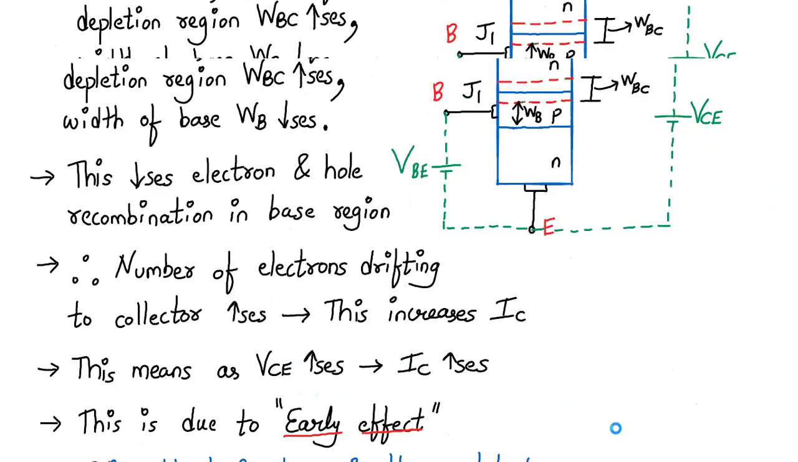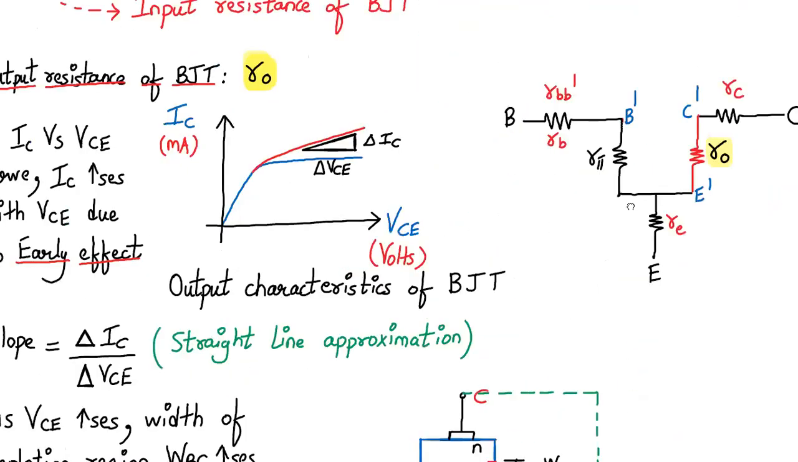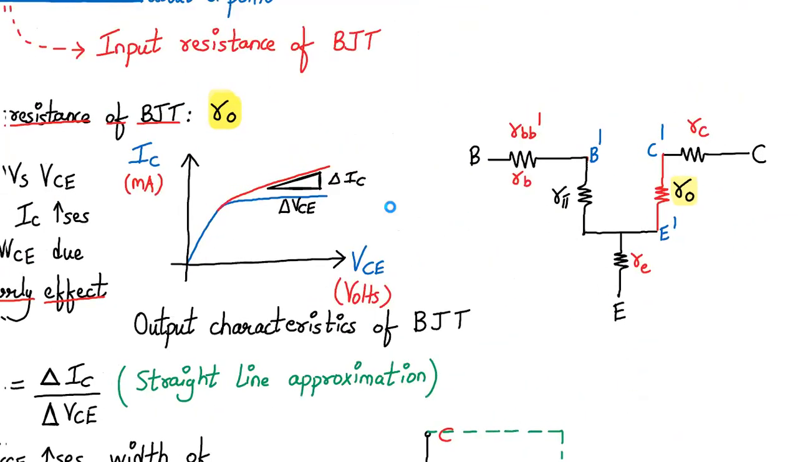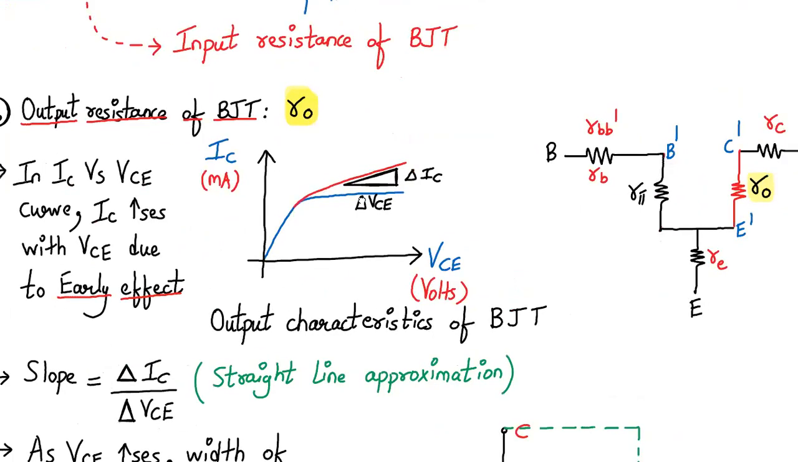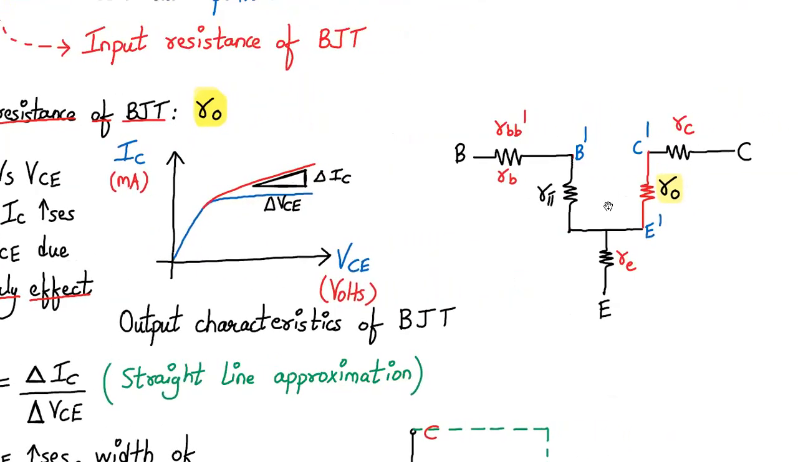Now let us briefly see what the early effect says. How do we characterize the effect of this output resistance in the model? We characterize it in the form of a resistance RO connected between C dash and E dash, the internal terminals. That is what is highlighted over here. Now let's understand what this early effect is.